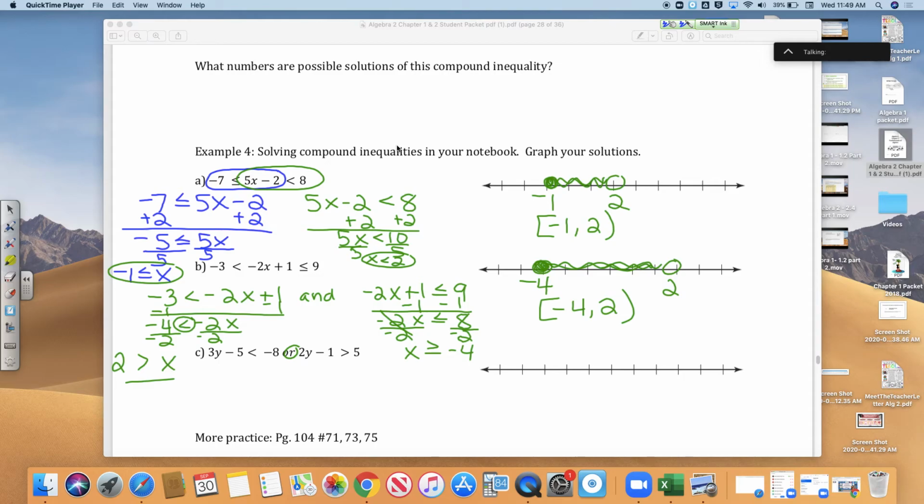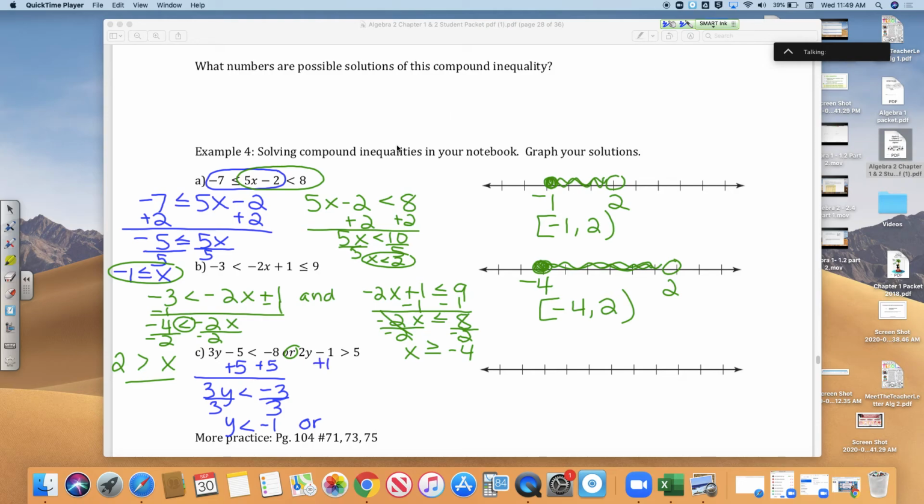So if you want to pause the video and try this on your own, go ahead and do it. If you're not comfortable yet, then follow along with me. Step 1, for this first one, I'm going to add 5 to both sides. I get 3y is less than -3. I divide by 3, and I get y is less than -1. Notice, I do not flip the sign because I did not divide by a negative.